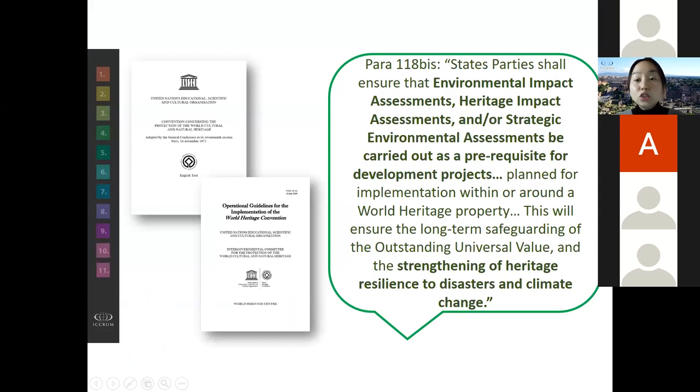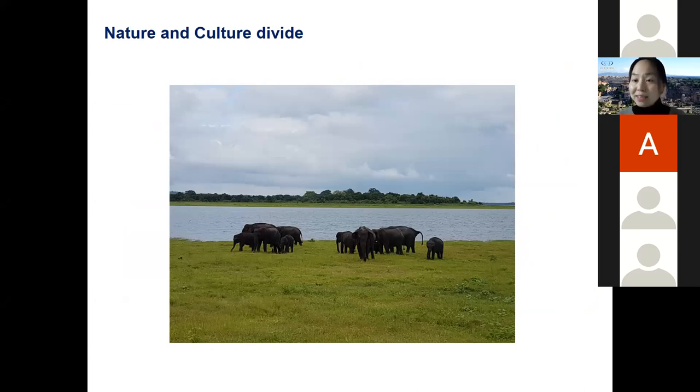And I just wanted to highlight before we go in with this passage from the operational guidelines to say that impact assessments, and I've just bolded the important parts, are to ensure the long-term safeguarding of OUV, but also to strengthen the heritage resilience to disasters and climate change. Now, what does this mean? It means that when you're trying to identify different factors and find mitigating measures, methods to avoid or reduce the harm, you actually have to be aware of disaster risk factors as well, and also of how to reduce impacts of climate change. And this can only be done if you take in the entire environmental, social and economic factors that lie in the context of your site.